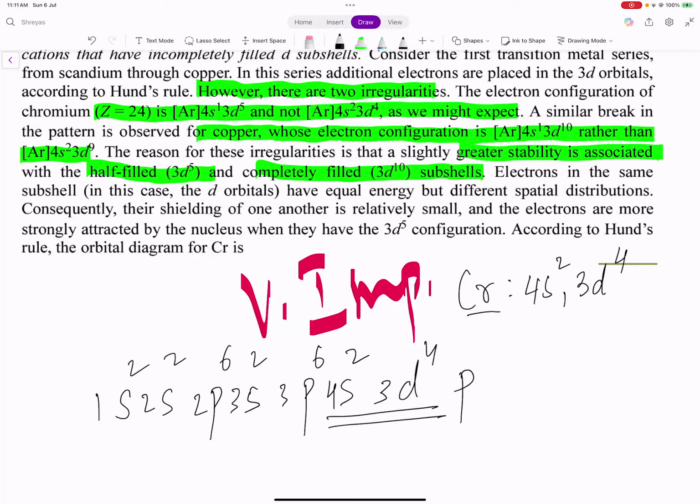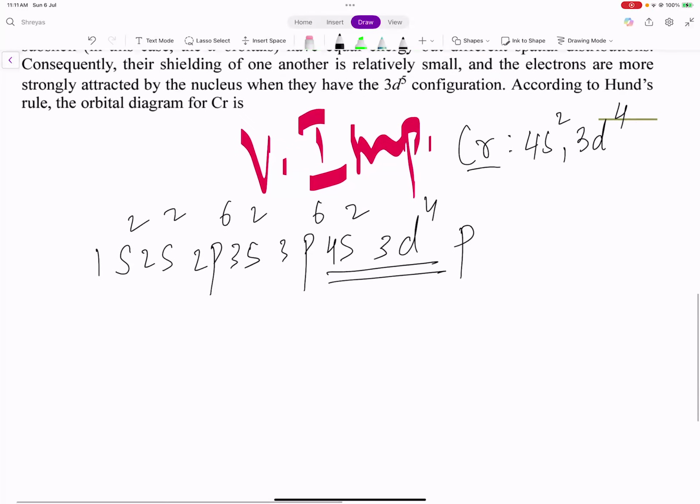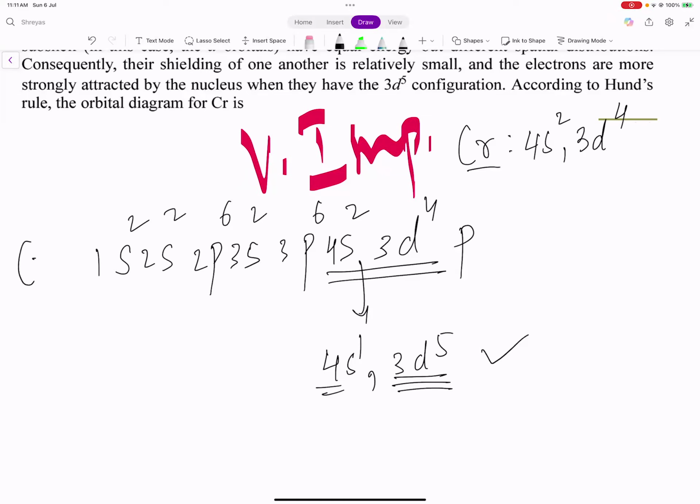That periodic table is not just for hanging there. So 4s2 3d4. Instead, what happens is they switch, and this becomes 4s1, half filled, and this also becomes half filled. So half-filled 3d5 is more stable. That is why this switching occurs for chromium. Very important.